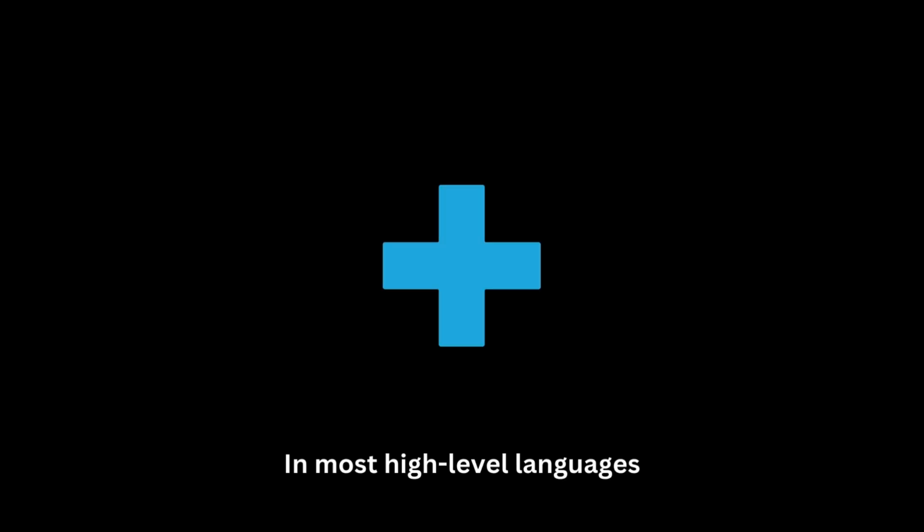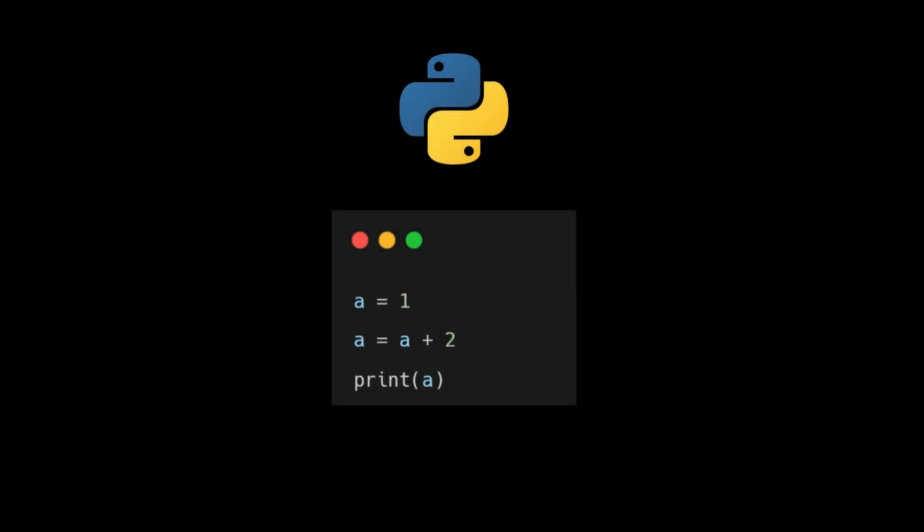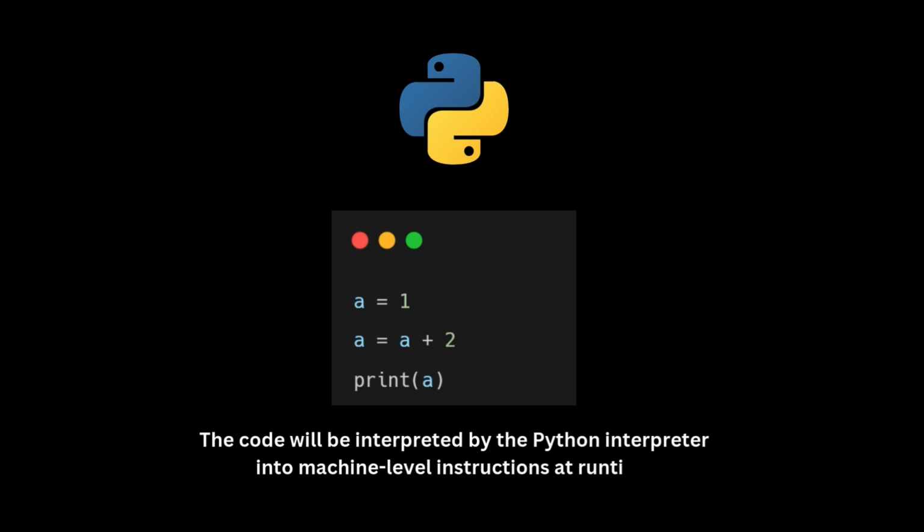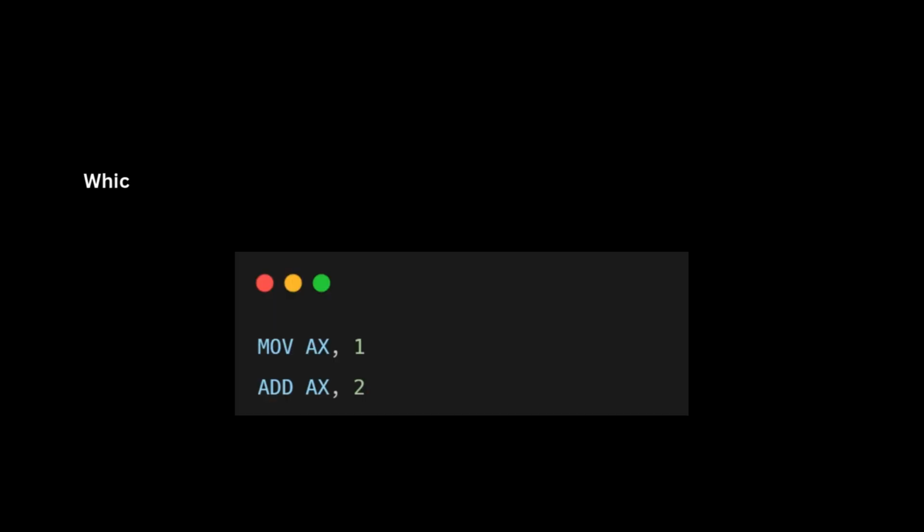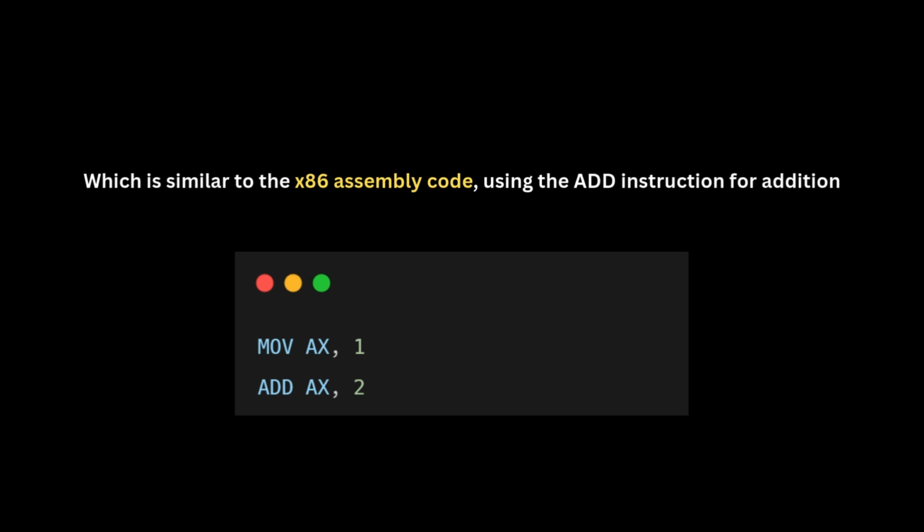In most high-level languages, the addition operation is represented using the plus symbol, similar to basic arithmetic. Here's an example in Python. In this Python example, we initialize the variable a with the value 1, then add 2, and finally print the result, which will be 3. The code will be interpreted by the Python interpreter into machine-level instructions at runtime, which is similar to the x86 assembly code. Using the add instruction for addition is shown below.